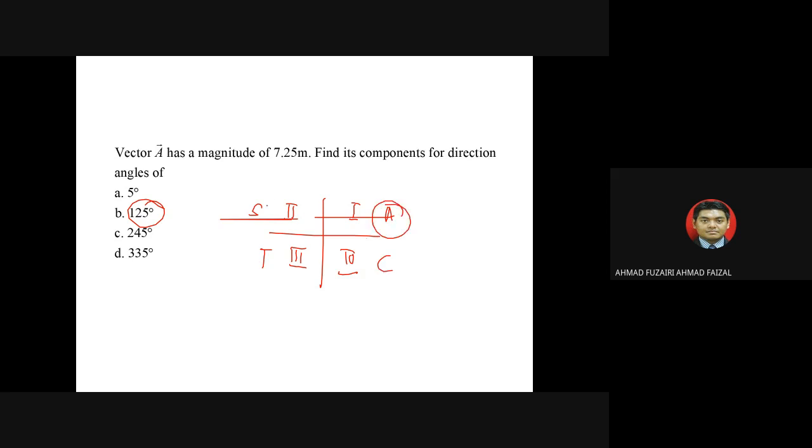In the first quadrant, all are positive for sine and cos. In the second, sine will always be positive, cos will be negative. In the third, tangent will always be positive, everything else will be negative. In the fourth, cos will be positive, everything else will be negative. That is how we apply some maths in the physics part.